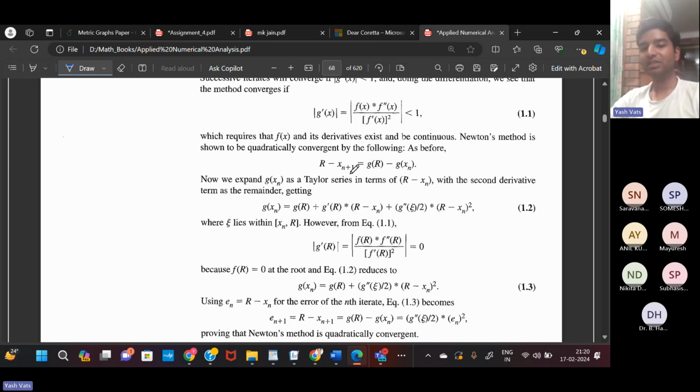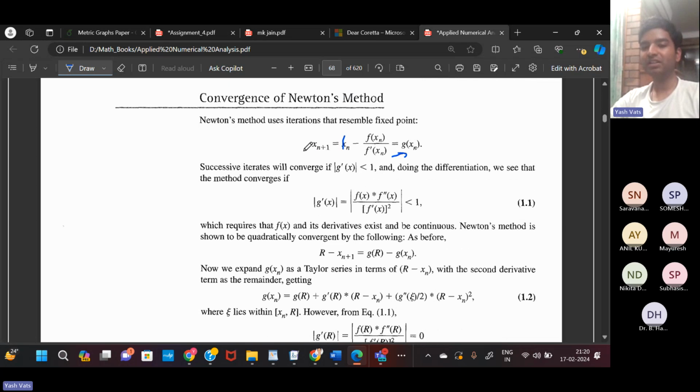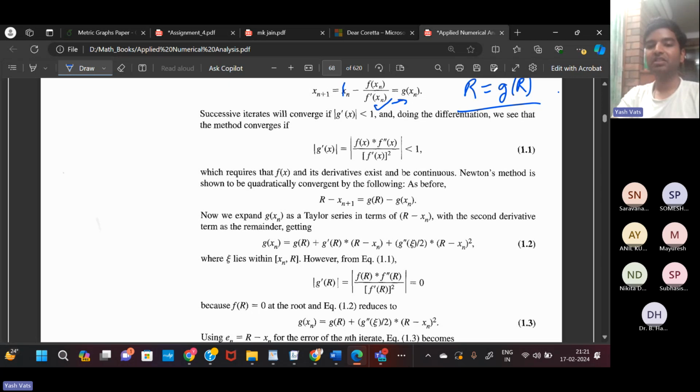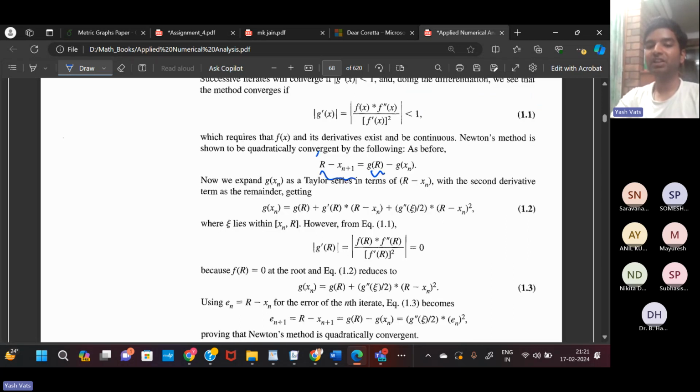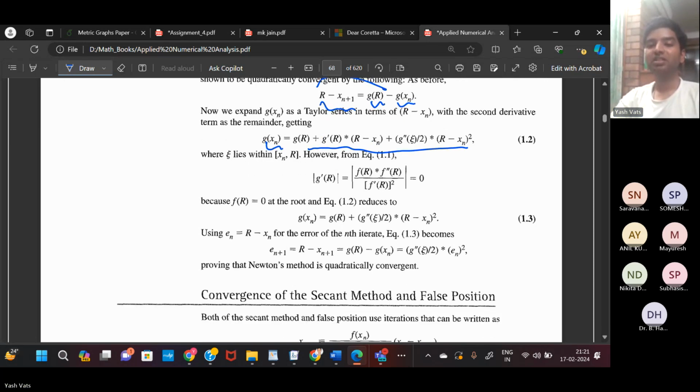So r minus x n plus 1 is basically g r minus g x n. r is the root of this equation, so r satisfies r equals g r. We can write r as g r and x n plus 1 as g x n. Then you expand g x n using Taylor series expansion. Calculate mod g dash r to be 0 and ultimately you end up with this thing.